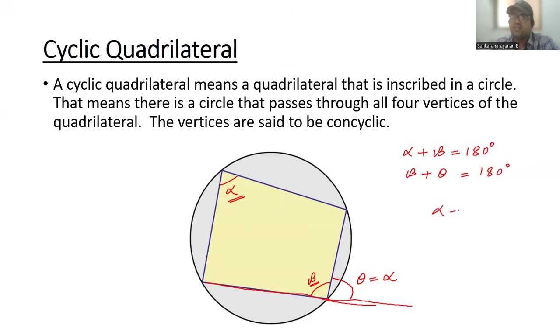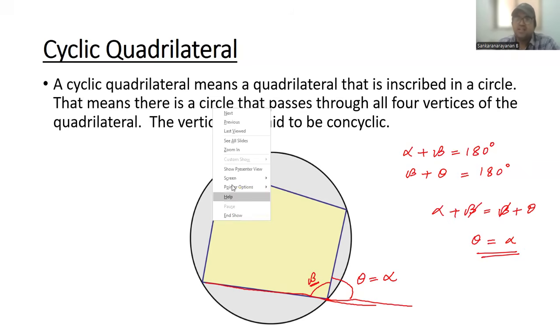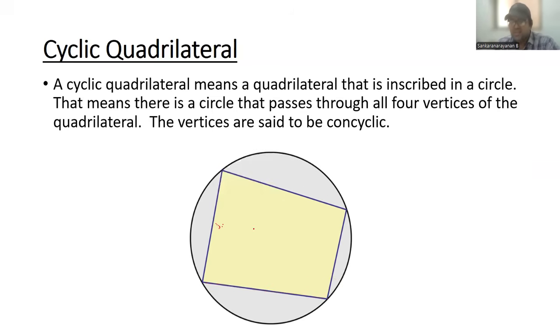So you can equate them: alpha plus beta is equal to beta plus theta. The beta and beta will get cancelled off. I can see that the external angle is equal to the opposite interior angle. Got it? So theta and alpha are equal. That is another result that will help you for solving many questions. All right, so these are some of the important, interesting points related to the cyclic quadrilateral.